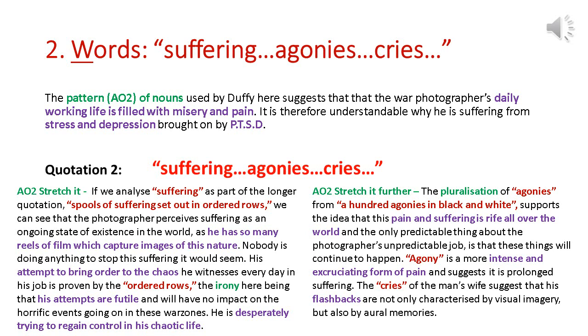Agony itself is a much more intense and excruciating form of pain, and it suggests that it's prolonged suffering. Now, the cries of the man's wife, which are mentioned, suggest that the war photographer's flashbacks aren't only characterised by visual imagery that he sees in his mind, but also by these aural memories, these memories of sounds that he could hear.